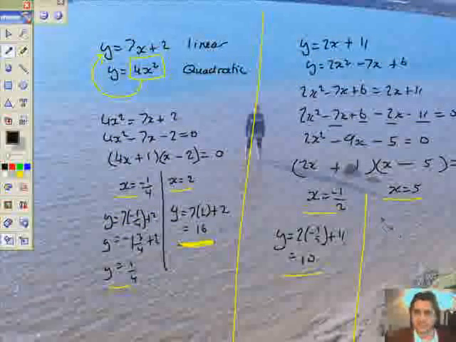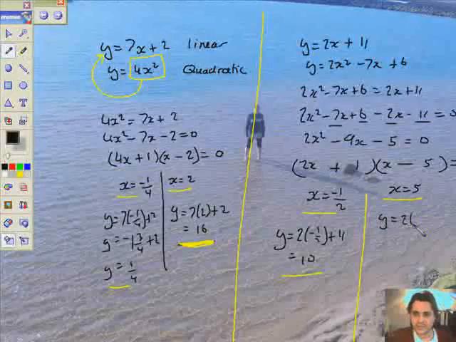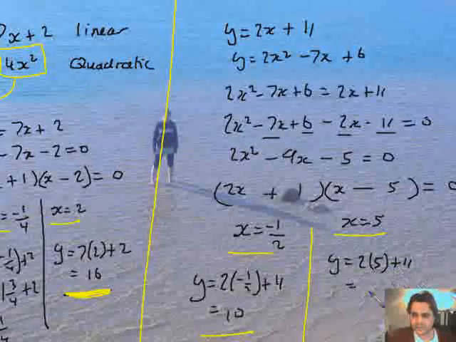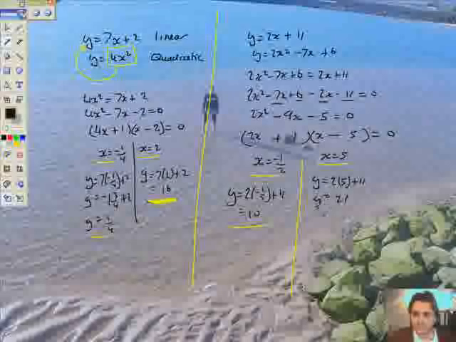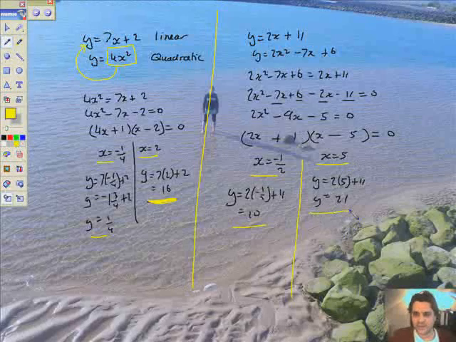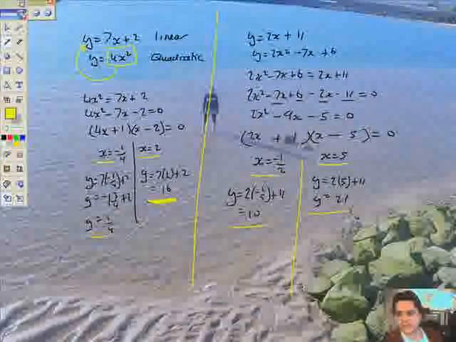Here I've got y is going to be 2 lots of 5 plus 11, so we've got 10 plus 11, 21. So y is 21, and I'm happy with you as well. Check it, 10 plus, yes, that's good.